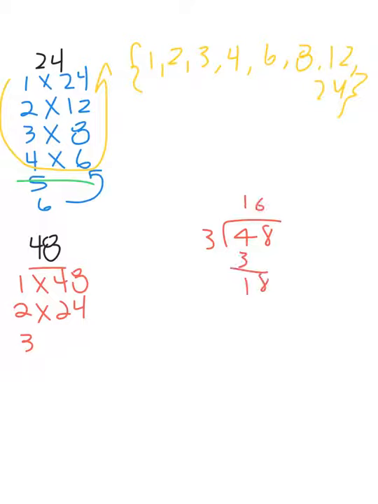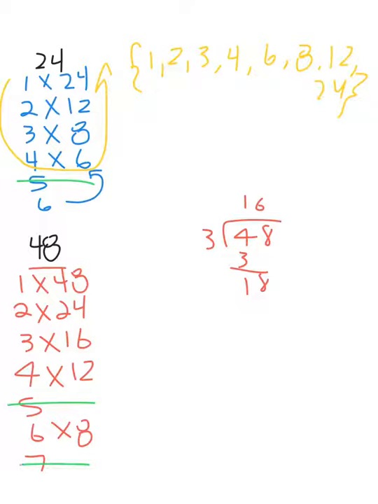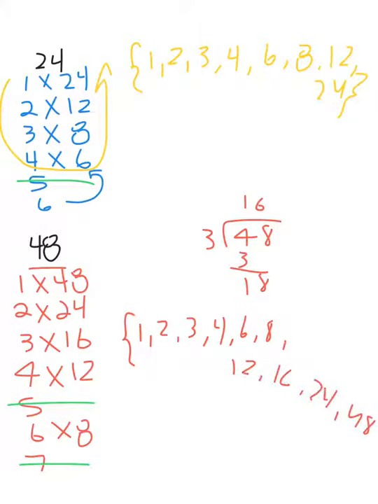And we'll find out it's 16. 3 times 16 are 4 times 12. 5 does not work. We know 6 times 8. 7 does not work. And we're already back at 8. So we're done. So we have 1, 2, 3, 4, 6, 8, 12, 16, 24, and 48.